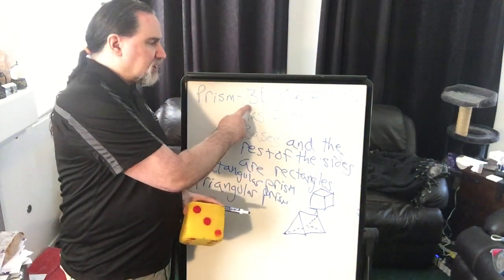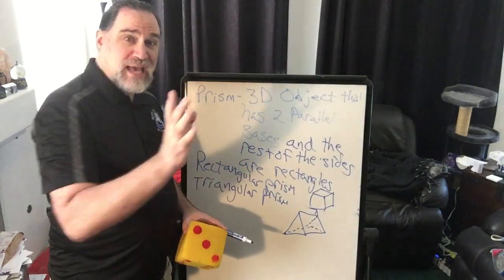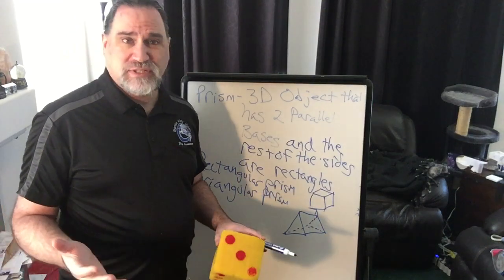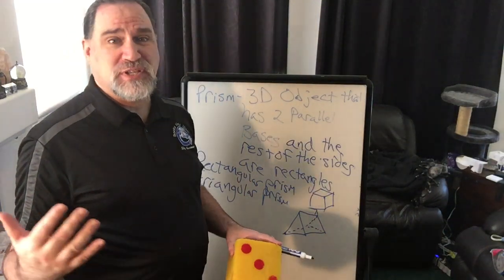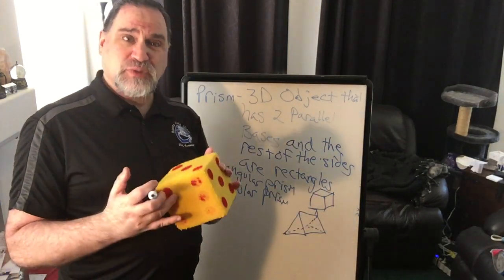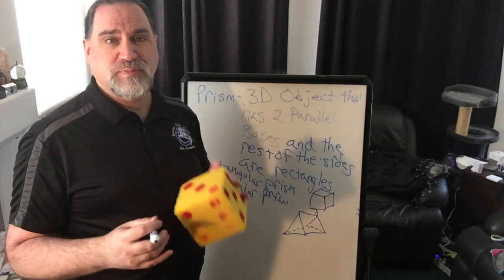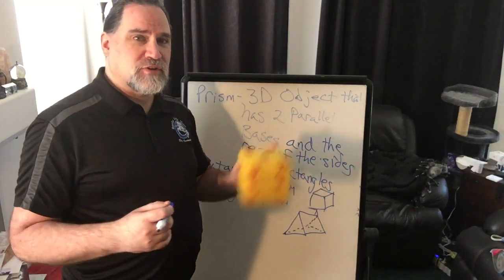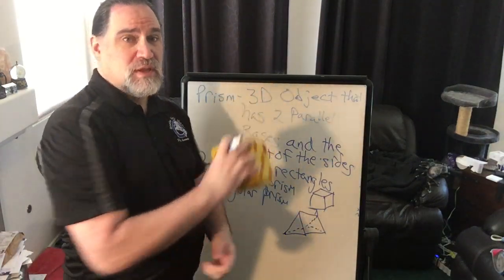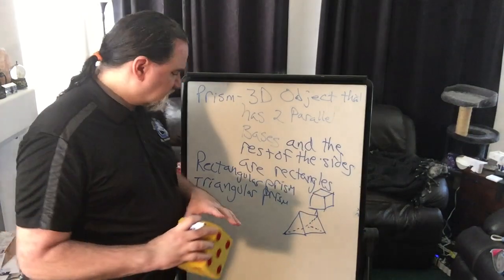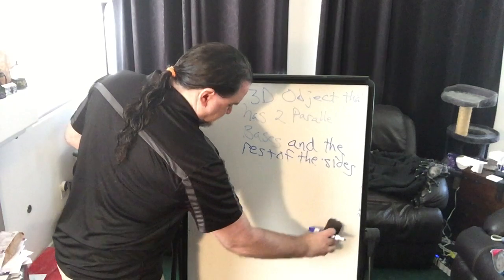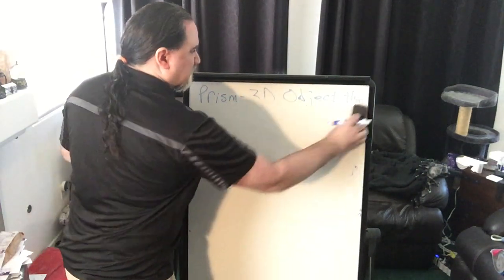So it's a 3D object, again, with two parallel bases, capital B, and the rest of the sides are all rectangles. It doesn't matter if it's a triangular prism, the sides are all rectangles. It doesn't matter if it's a square prism. Even though they're squares, squares are rectangles. They're just more specific rectangles. But all of the other sides in the prism have to be rectangles. So what do we need to find the surface area? Well, let's look at one particular rectangular prism and find its surface area.